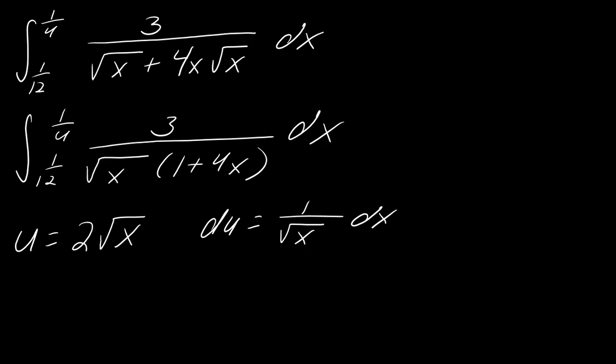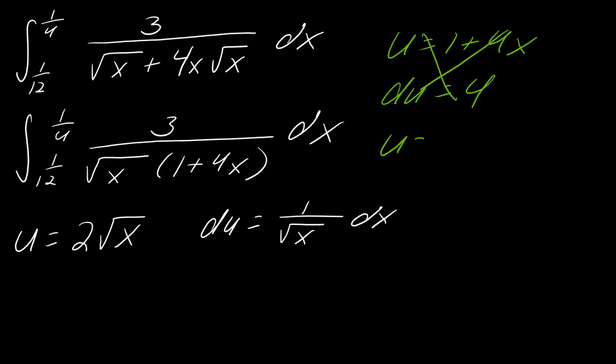There's a lot of troubleshooting that goes into why you would even choose this. If you try to choose anything else, like u equals 1 plus 4x, my du is just going to be 4, and then I'm going to run into this issue with having this square root of x. So you can see right away that it's definitely not going to be this 1 plus square root of x.